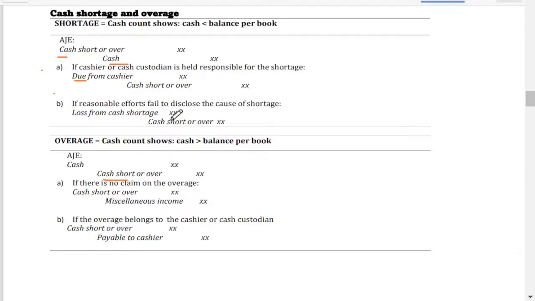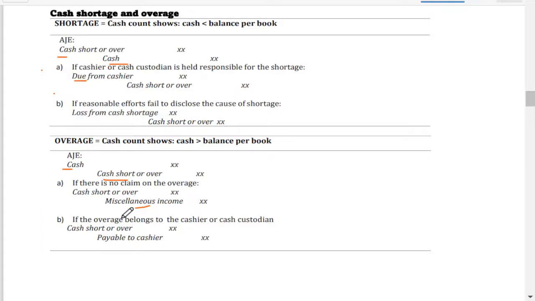Kagaya dun sa shortage, yung ipa-follow nating balance is kung ano yung nasa count. So kung yung nasa count is 52,000, so yun rin dapat yung ilalagay natin sa records kasi yun yung actual dun. So that's why magde-debit ng cash because we're going to increase the balance per record. From 50 gagawing 52. So debit 2,000 cash and credit cash short or over. If walang nag-claim dun sa 2,000, walang naghanap, so i-close mo yung cash short or over and you credit it as a miscellaneous income.